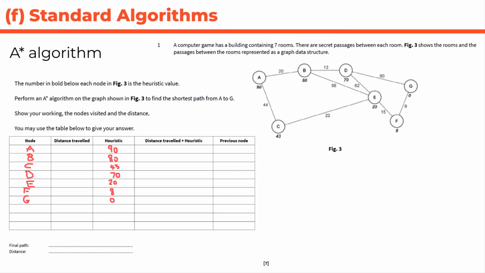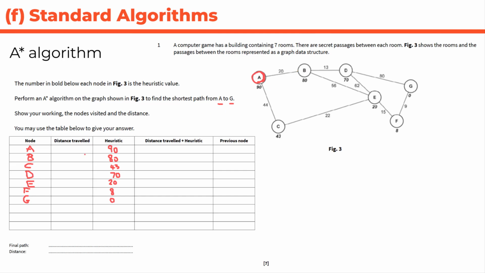So where are we starting from? Well, the question says start from A, and we're going to G. So currently, I'm going to circle this because that's where I'm currently sat. I'm at A at the minute. Now, what nodes can A see? It's connected to B and it's connected to C. So it's connected to B for a cost of 20. And the heuristic at B is 80.